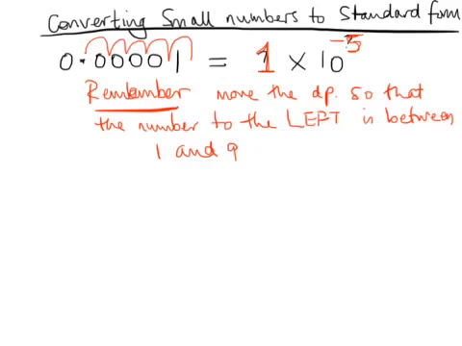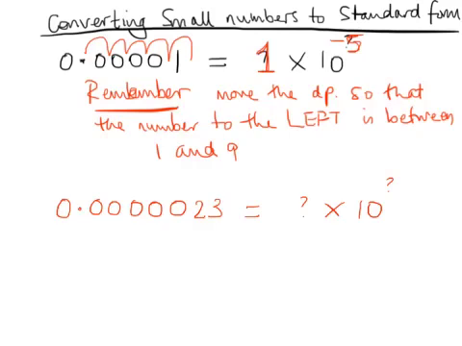Let's do some more examples. So let's try and convert 0.0000023 to standard form. Well, we know it's going to be something times 10 to the something. Question is, what are the somethings? Well, the power up here is gotten from the number of times you move the decimal point. So how many times are we going to move the decimal point so that the number to the left of the decimal point is between 1 and 9?